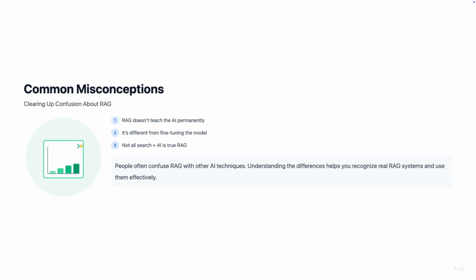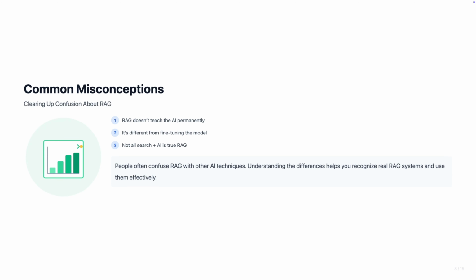It changes what they see, not their mind. Third misconception: that any AI using search is RAG. Not true. True RAG integrates retrieval and generation in a seamless pipeline where the retrieved content is automatically injected into the prompt. If someone manually copies text and pastes it into a chatbot, that's not RAG. RAG does this automatically, in real time.